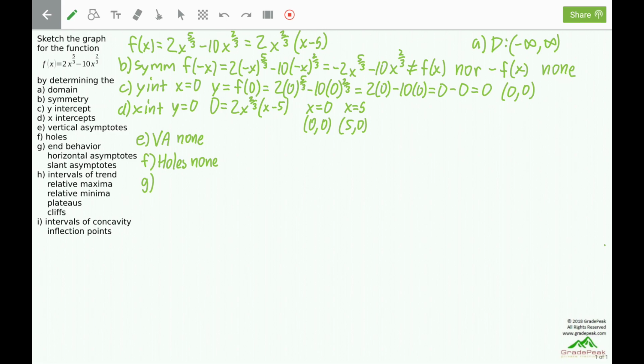For part G, we want to determine end behavior, horizontal asymptotes, or slant asymptotes. F of x is fractional exponents with no denominator, so there are no horizontal asymptotes or slant asymptotes. But because we have powers of x, it will have left end and right end behaviors of positive infinity or negative infinity. We can determine the left end behavior by taking the limit as x approaches negative infinity of the function 2x to the 5/3 minus 10x to the 2/3. Only the highest power term will matter here. Negative infinity to the 5/3, cube root of negative infinity is negative infinity, to the 5th power is still negative infinity, times 2 will be negative infinity.